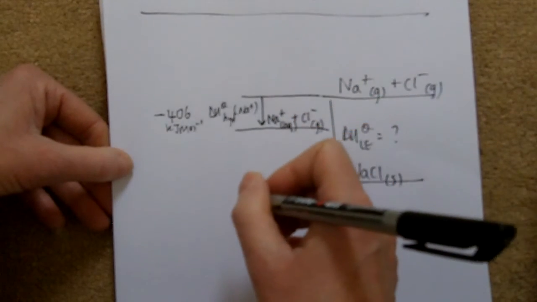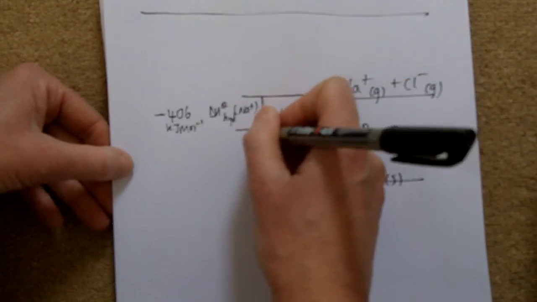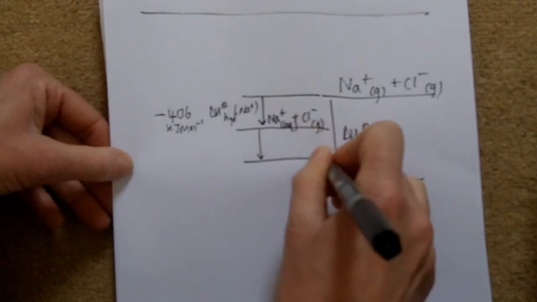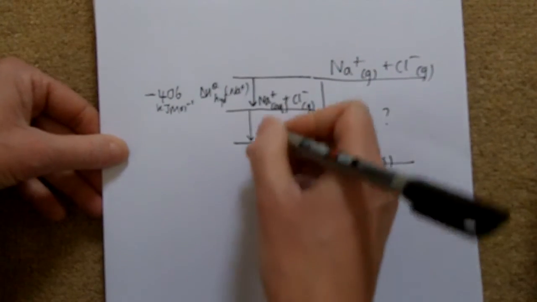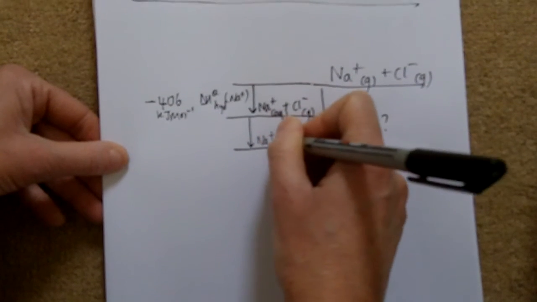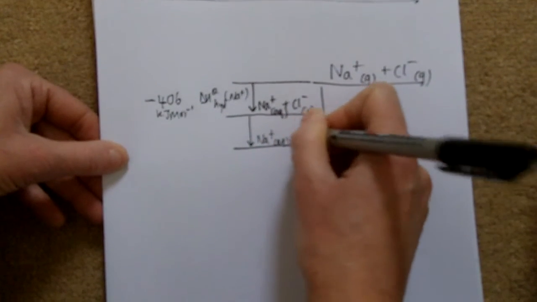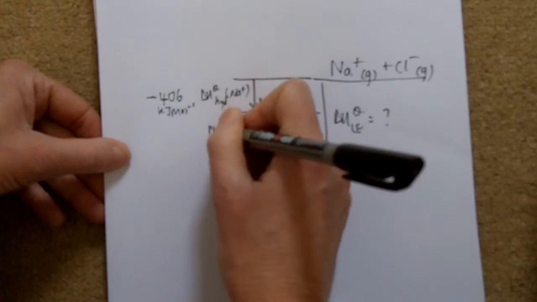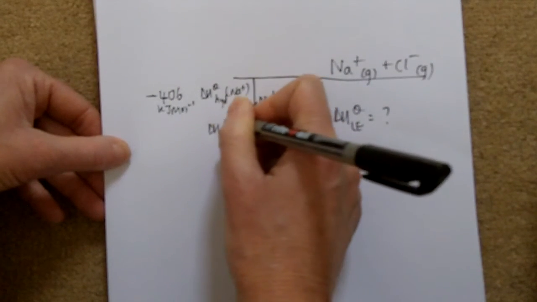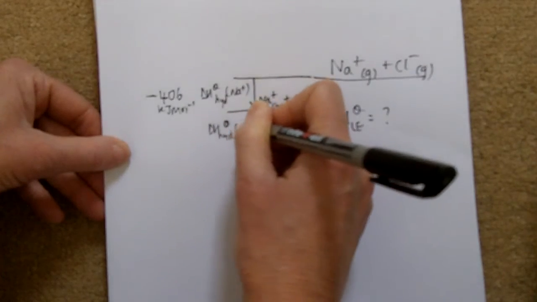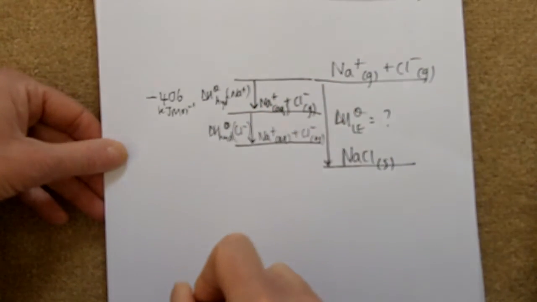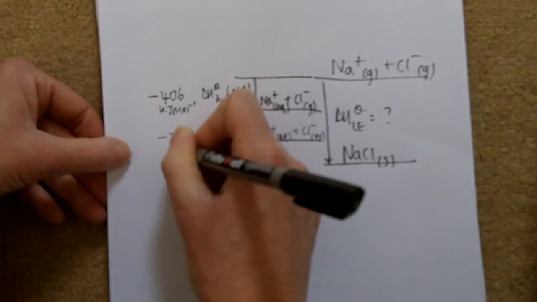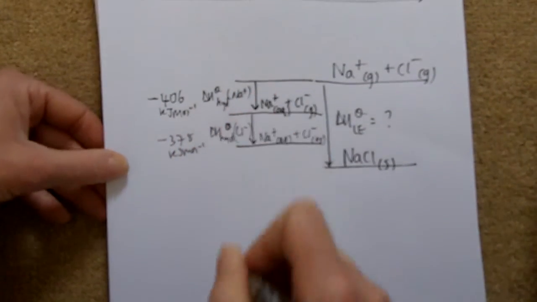Then we're going to do the hydration. I've written this quite small, I'm sorry. The hydration of the chloride ions. So sodium ions aqueous, and now chloride ions aqueous. And that's the hydration of the chloride ions. And that value is minus 378 kilojoules per mole.